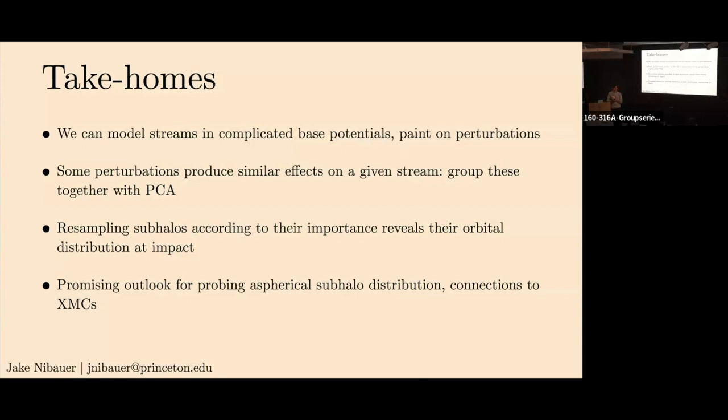Thanks for a great talk, Jake. Can you comment a little bit on how you would use this method to distinguish perturbations due to subhalos versus perturbations due to things like the galactic bar or other sources of perturbations to streams?